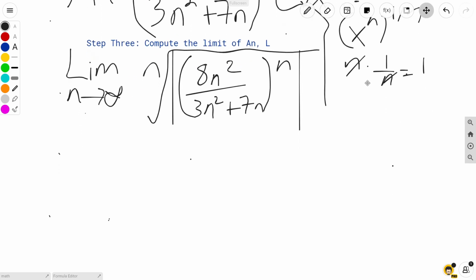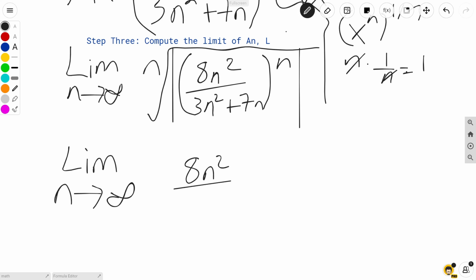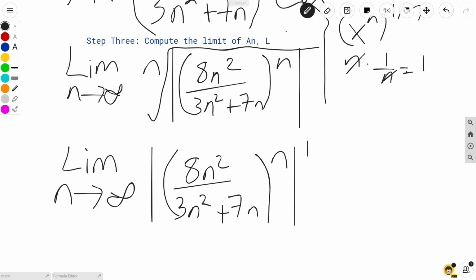So we can actually just rewrite this simply as, all I'm doing is cleaning up all these little specks, the limit, and yes, you have to include the limit every single time, it's proper notation, of 8n squared divided by 3n squared plus 7n raised to the nth power, absolute value sign, times 1 over n. The n's will cancel out. That's the whole purpose of the nth root. So I'm going to make note of that.